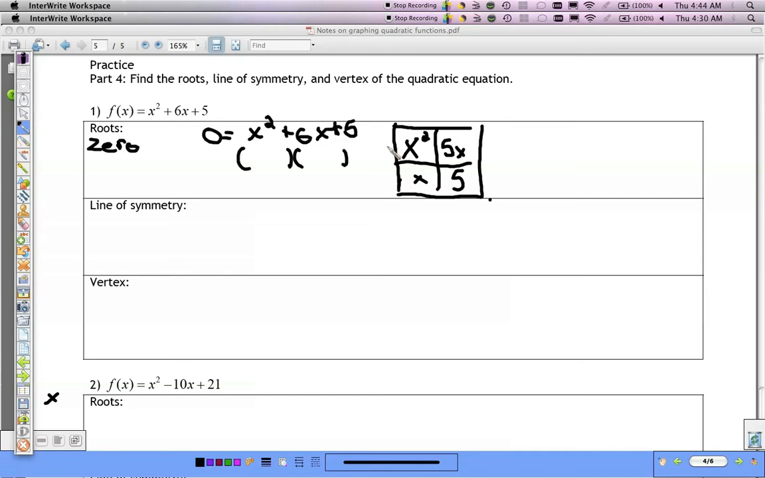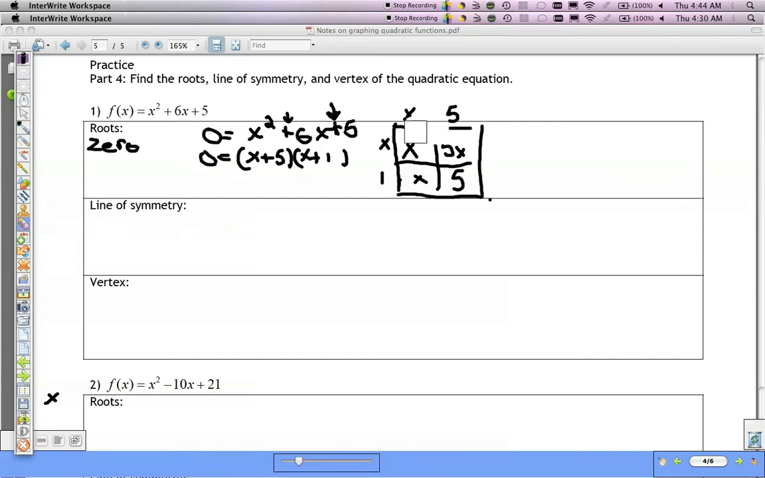So the greatest common factor of the top row is x, bottom row is 1, left column is x, right column is 5. I look at my signs, and since this one is a plus, I know they're going to be the same in my two parentheses, and this one is also a plus, so that means they're both going to be positive. Everything's positive. We're all happy. So I have x plus 5 is one factor, and I have x plus 1 is my other factor, and that of course is equal to 0.